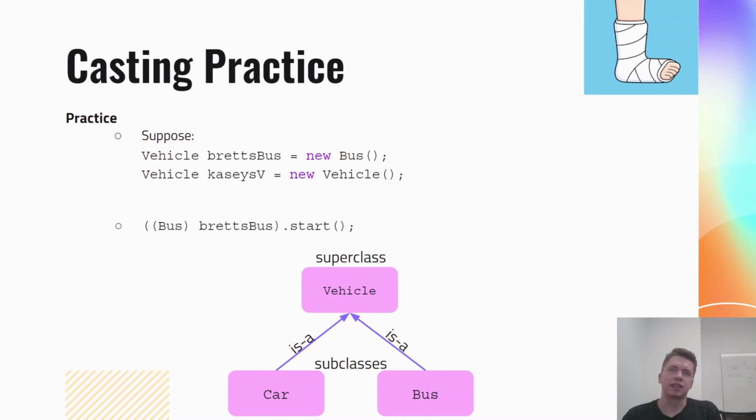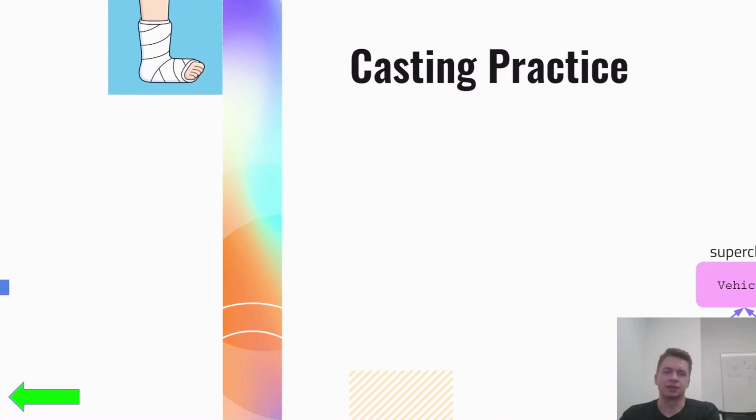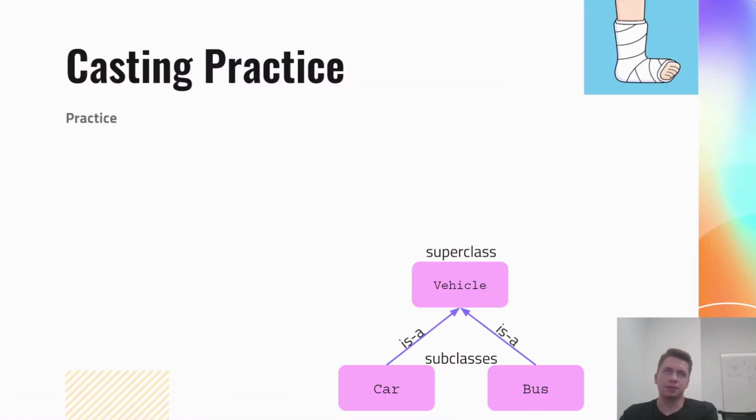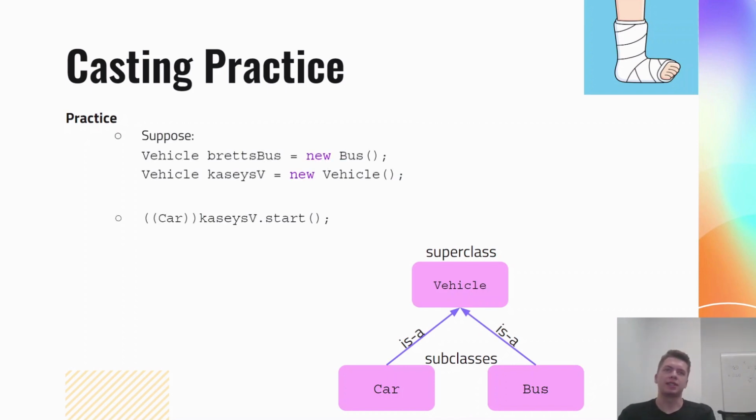Next, we have to look at our start method that we're trying to call. As we know from our inheritance grid example, bus does have an implementation of start, so this is perfectly okay. And we can use our arrows once again to help visualize this. The casted type is above our green actual type, so this is okay. Another visual representation I think is handy. A second casting practice problem. So now with Casey's V.